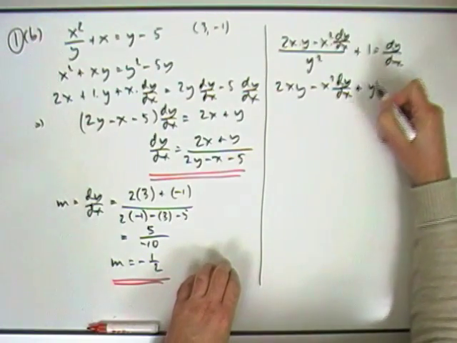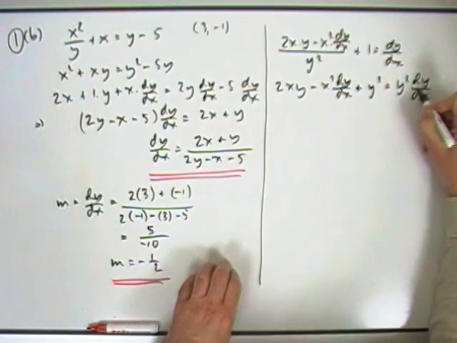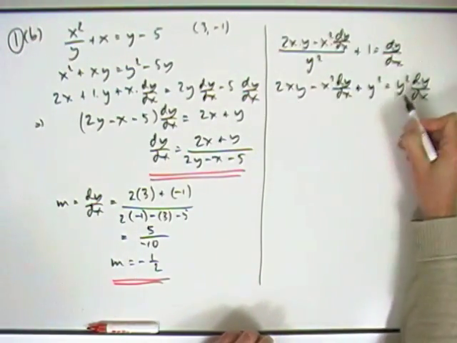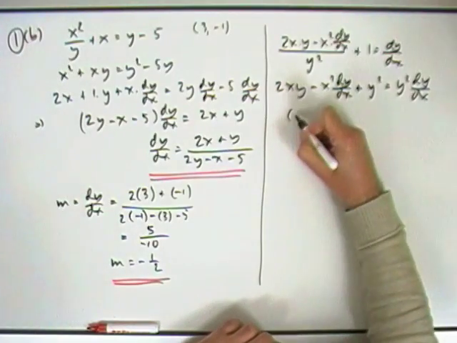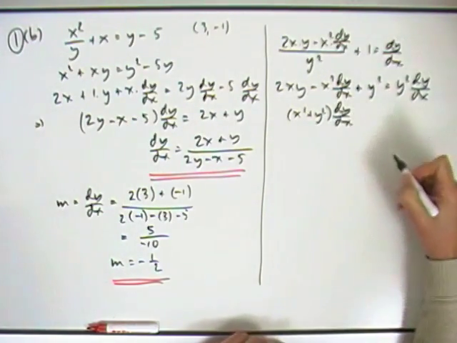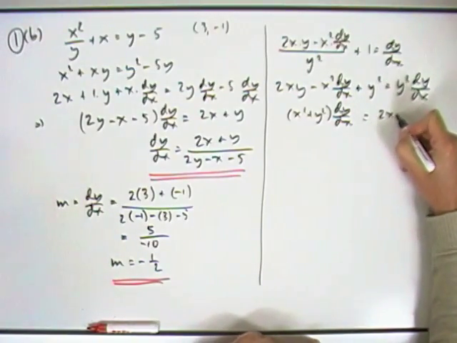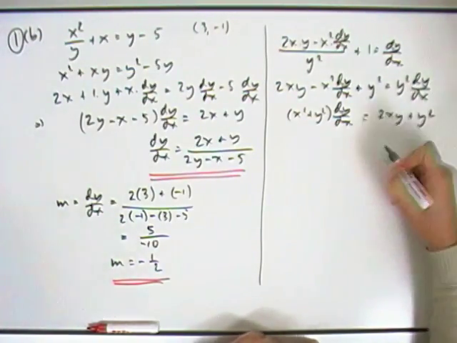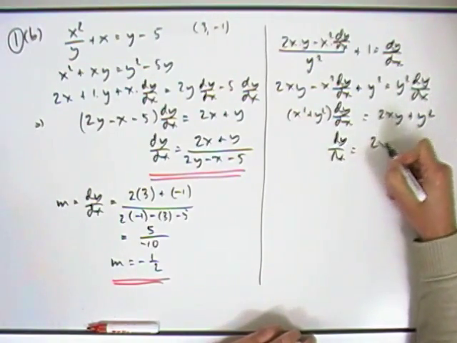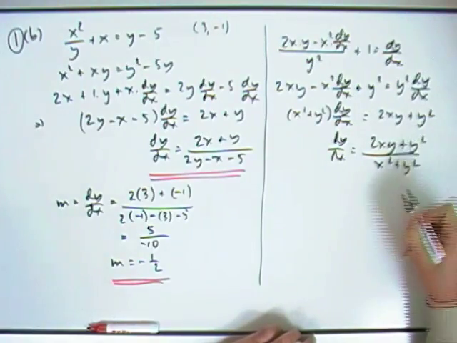That'll be plus y squared equals y squared dy by dx. That's getting a bit messy. Bring that over to join that, but write it over here. So y squared plus the x squared. So x squared plus y squared dy by dx would have equaled, reading that side, 2xy plus y squared, which means dy by dx is 2xy plus y squared over x squared plus y squared.